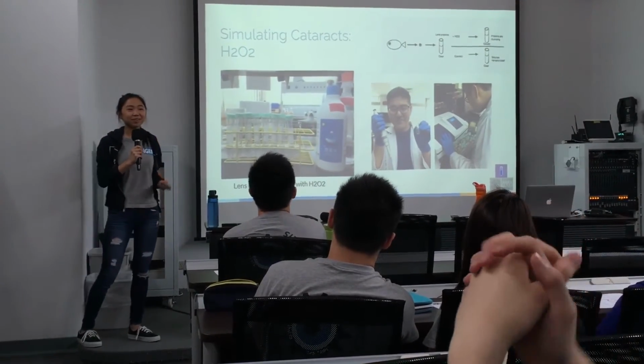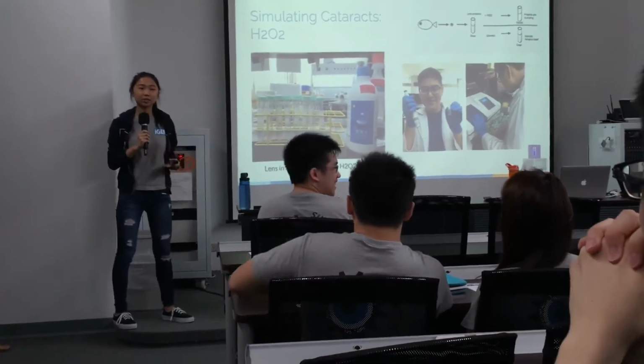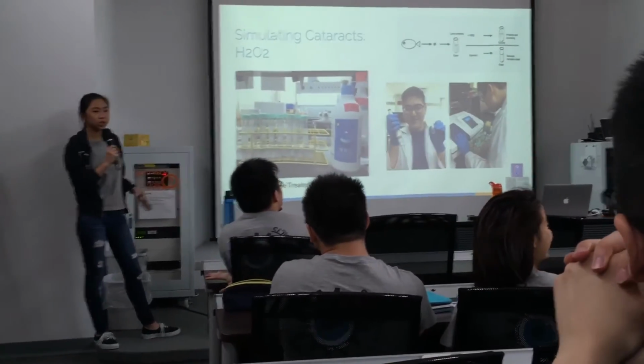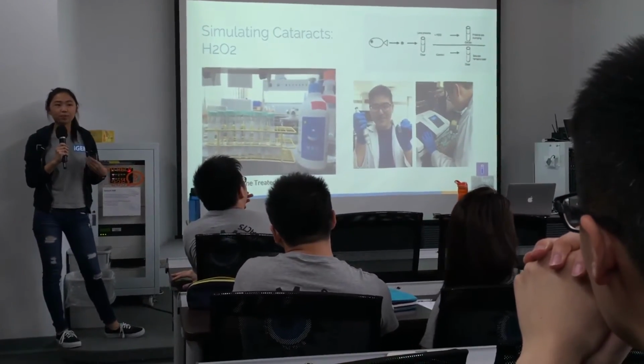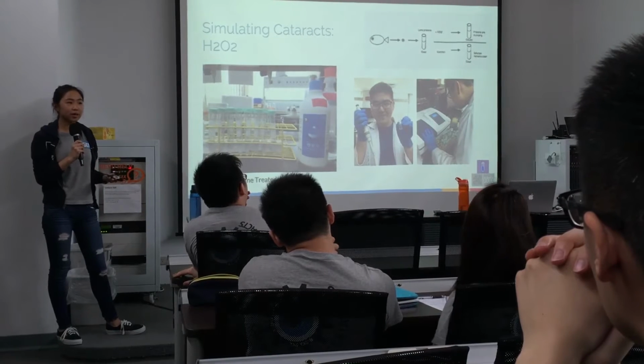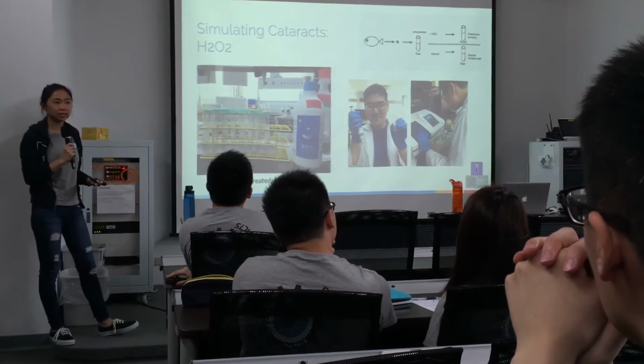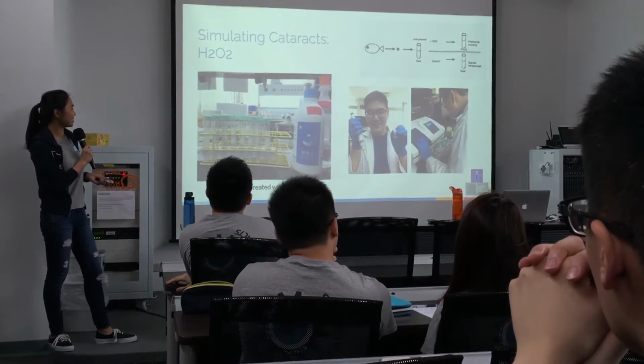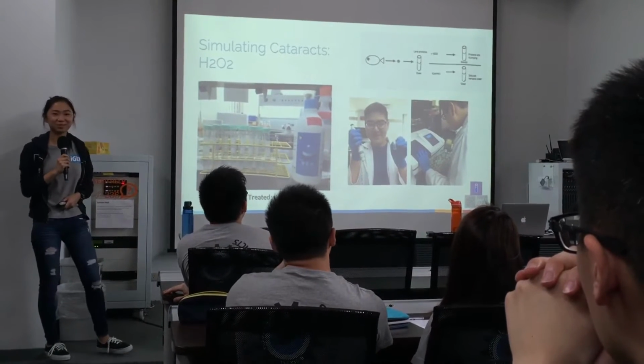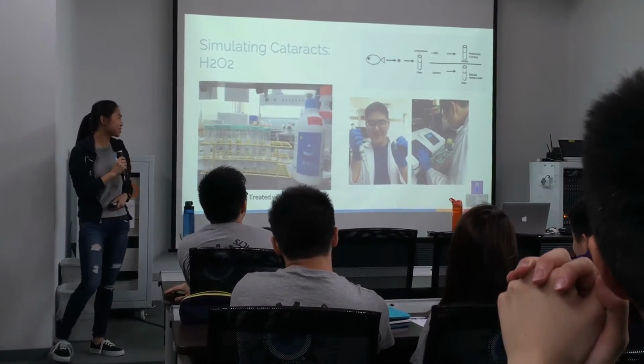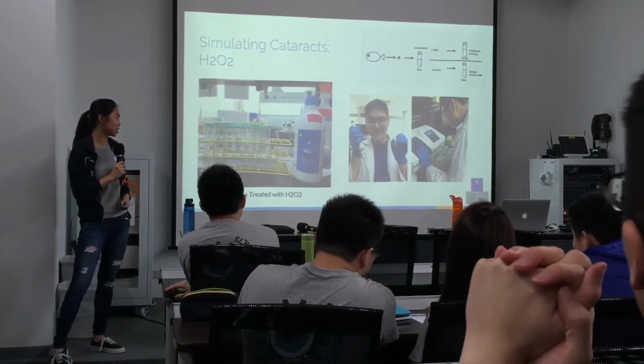So after confirming the proteins that we're looking for are actually in the solution, we added different concentrations of hydrogen peroxide. We then measured the absorbance value, which is reflective of how cloudy the lenses are. This is Dennis, the face of iGEM 2016, measuring the absorbance value using the spectrophotometer.